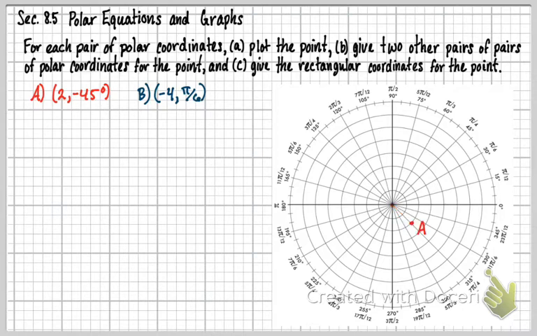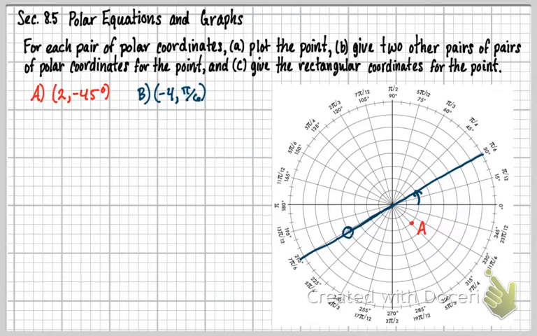Now I'm going to graph point B in the same way. So this says pi sixth first. That means, since it's positive, I'm going to go in this direction to pi sixth. And then it says negative 4. So on that same line, and I like to draw the line all the way through so you can see where that puts me, since the radius is negative, I'm going to go in this direction, 4. So that's going to put me here.